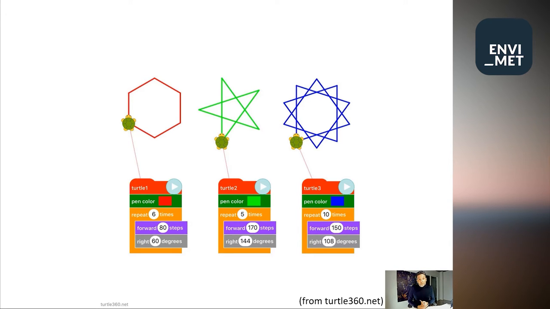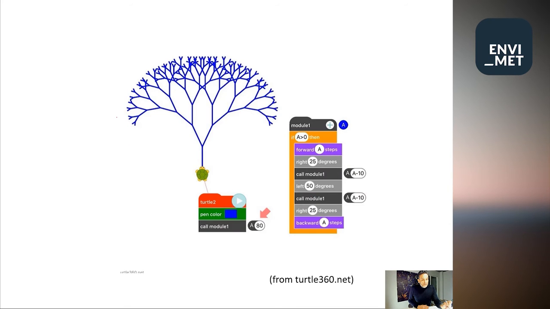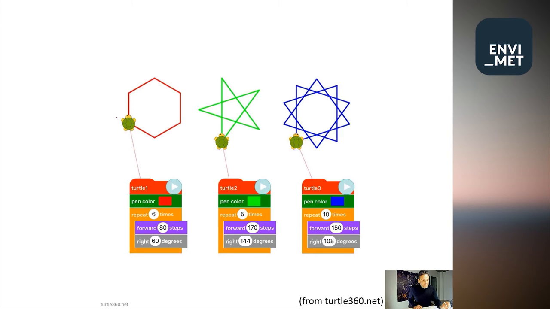the logic of drawings in the coding. And the idea, I took this nice little graphic here from turtle360.net, which says this turtle is something that draws on the screen. So we have a starting position of a turtle, which is somewhere on the screen. And then you have commands you can issue to the turtle. For example, you can tell the turtle move forward 80 steps and then it draws a straight line.